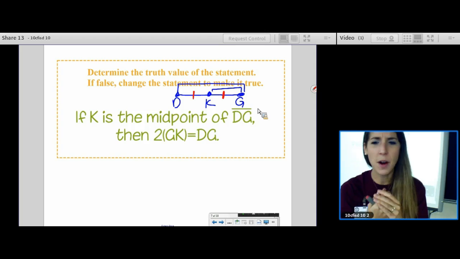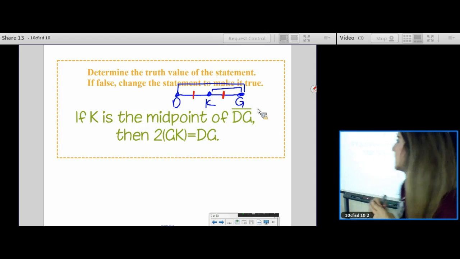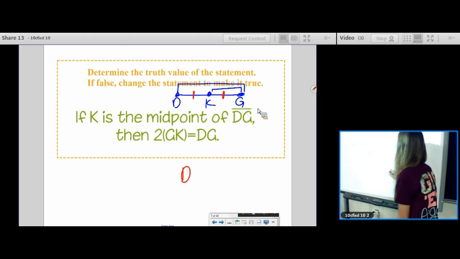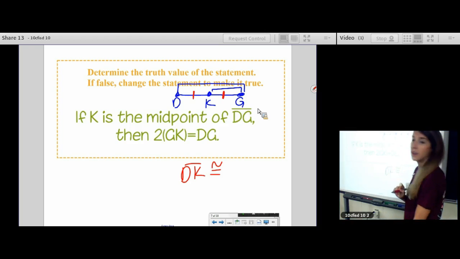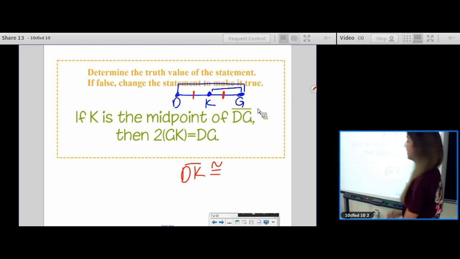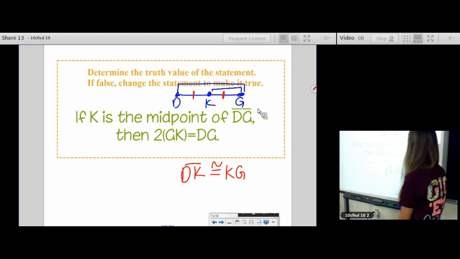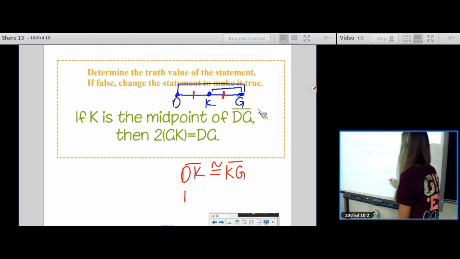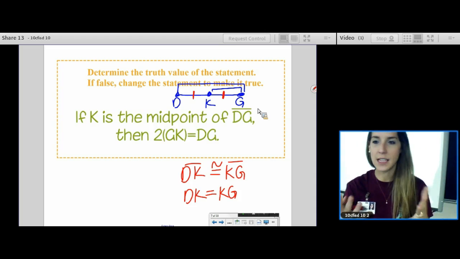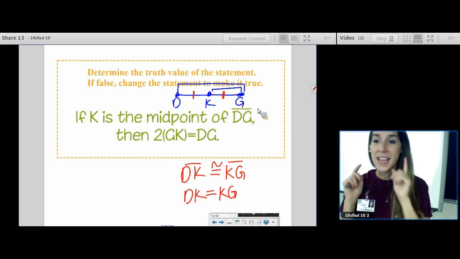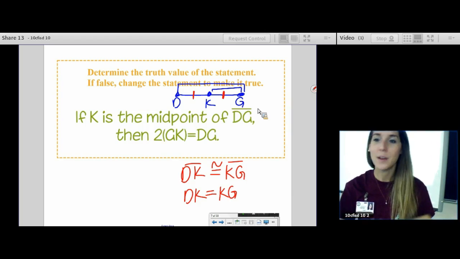When you're adding those tick marks, what are you saying? And I want you to be writing these things down in your notes. When you add those tick marks, you are saying that segment DK is congruent, good, to segment KG. You're saying that the distance from D to K is equal to the distance from K to G. So all of these things are things that your prior knowledge has about a midpoint. We know K is the middle. We know that KG is half of DG. We know DK is equal to KG, so on and so forth, okay?